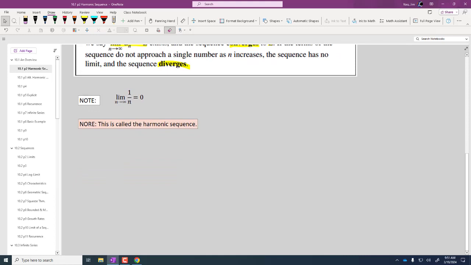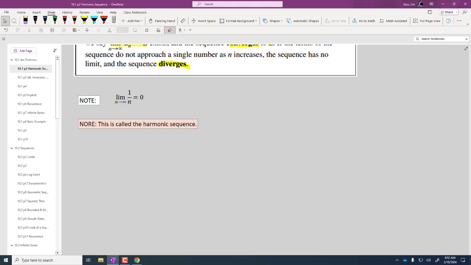So in Calc 1, you first looked at the basic limit, 1 over x as x goes to infinity. Here we're doing the analog. We're just looking at 1 over n as n goes to infinity. Clearly, that limit is 0. Right? If the denominator is getting bigger and bigger and bigger, the fractions are getting smaller and smaller and smaller. So that's one of our basic limits. The limit of that is 0. So that is the harmonic sequence.